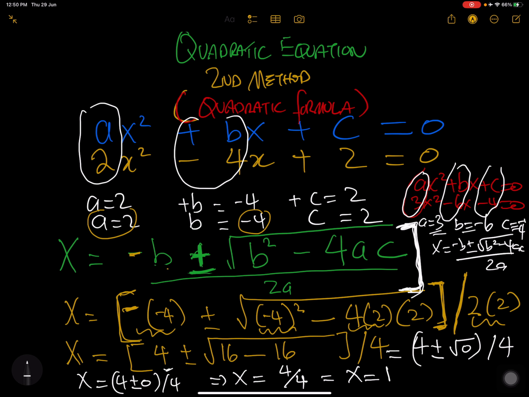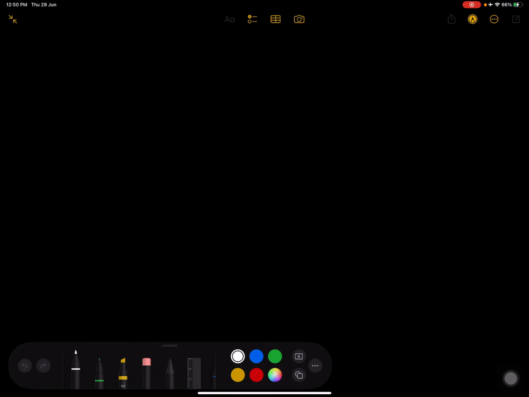So this brings us to an end of the quadratic formula, the second method, and then we are going to look at the third method, which is completing the square. This is usually used when you can't find the factors of a times c. If it's difficult to find the factors of a and c, then you have to rely on completing the square. That's the reason why we use it.